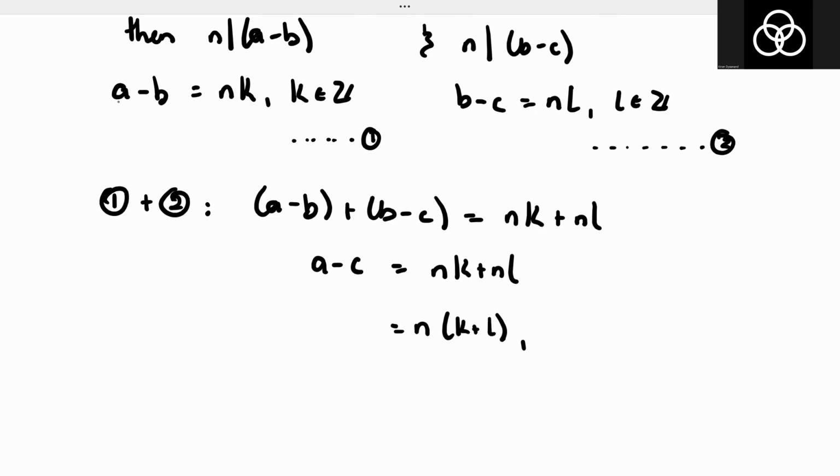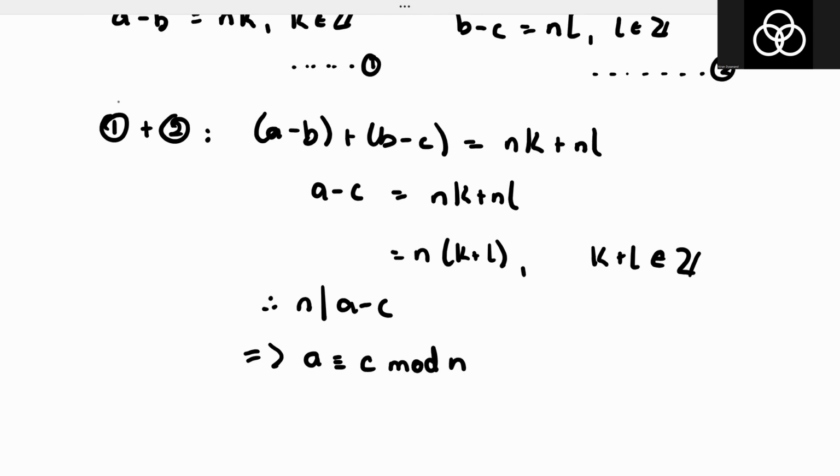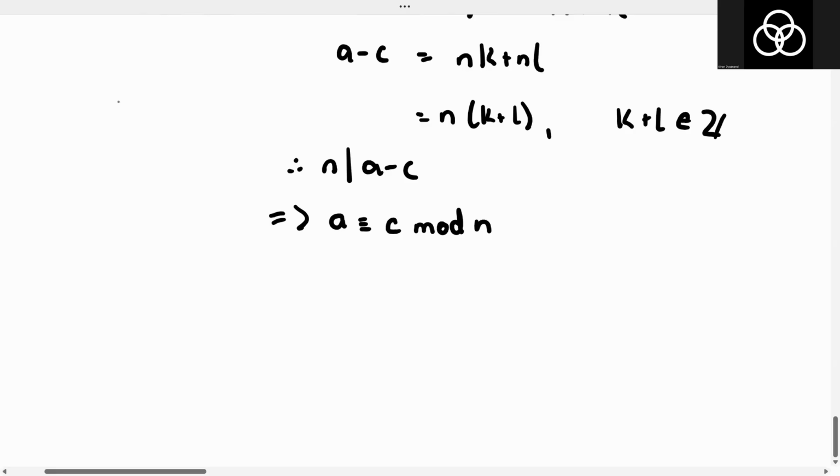And of course, the set of integers is closed under addition, meaning that if we take any two integers and we add them together, we get an integer. So A minus C is n times an integer. Therefore, n divides A minus C, which implies A is congruent to C mod n. Hence, congruence mod n is transitive.